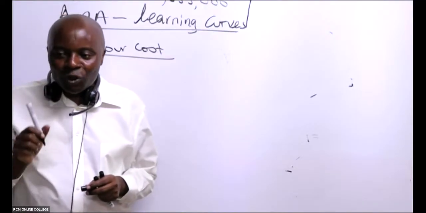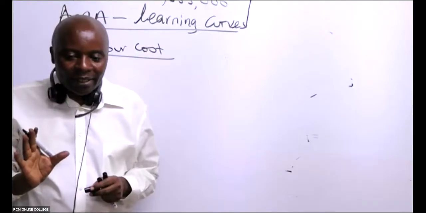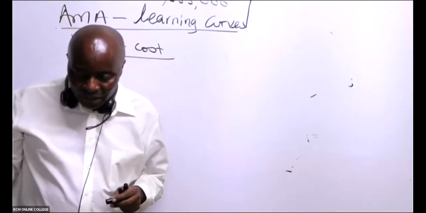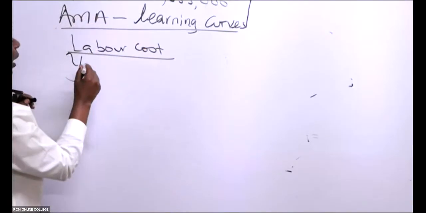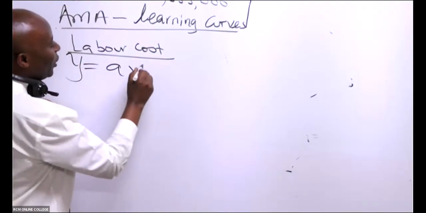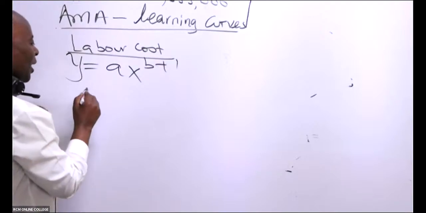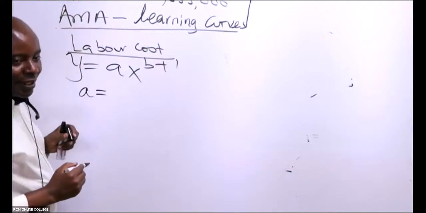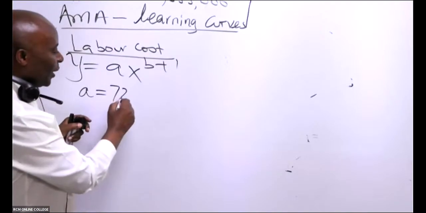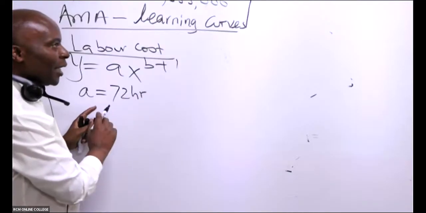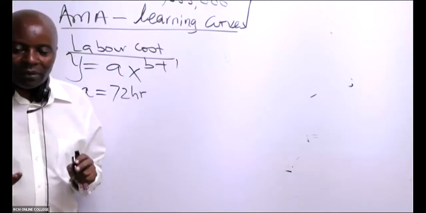Learning curve equation is also only applicable in what? Labor costing here, nowhere else. So we have here our y equals ax raised to power b plus 1. So a, they've given us a as what? 72 hours, isn't it? So this is the time taken to make the first car.